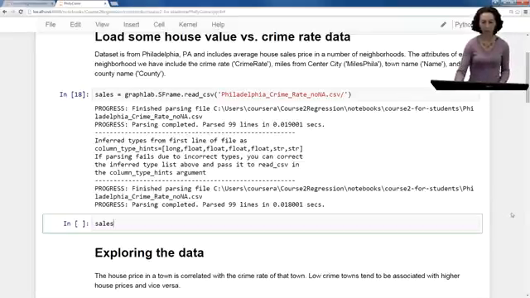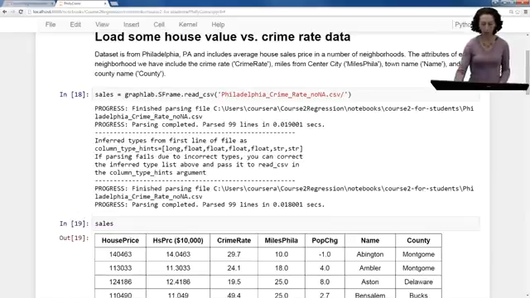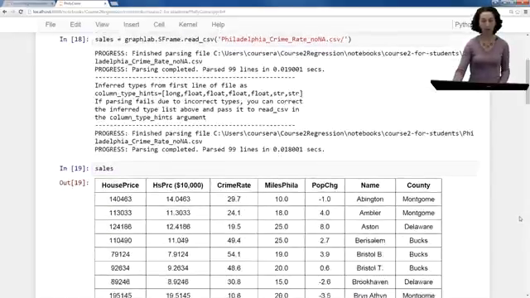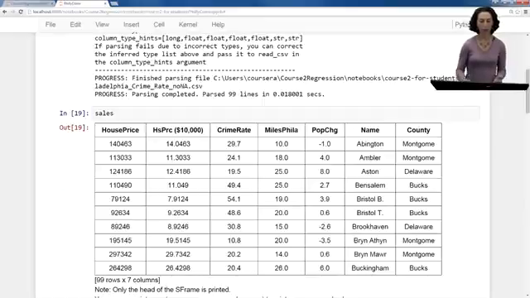Okay, so the data set that we're looking at here in this example is a Philadelphia housing data set, where in particular our data set consists of the average house price in a whole collection of towns in the greater Philadelphia region. And we also have information about crime rates in each one of these towns, as well as how far that town is from Center City. And Center City is the downtown region of Philadelphia.